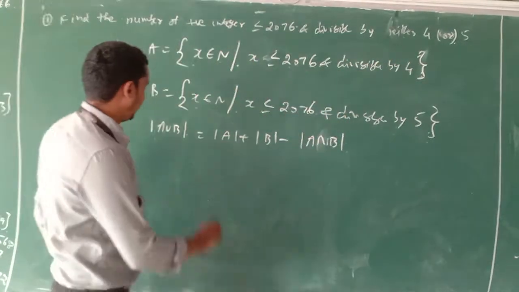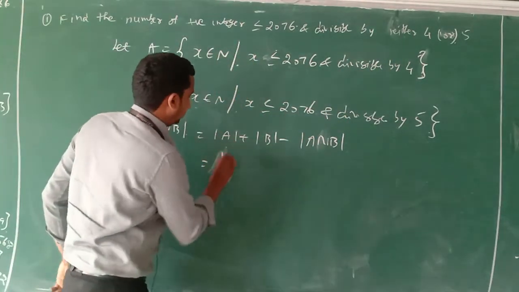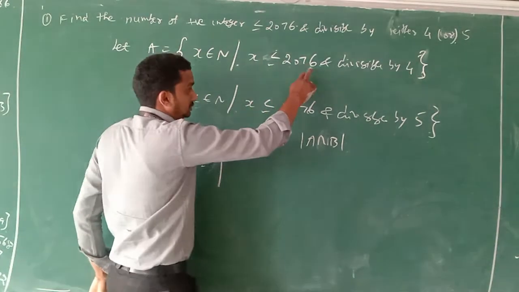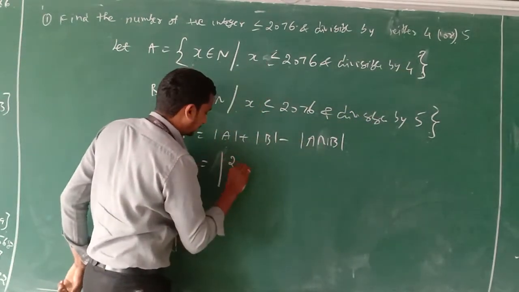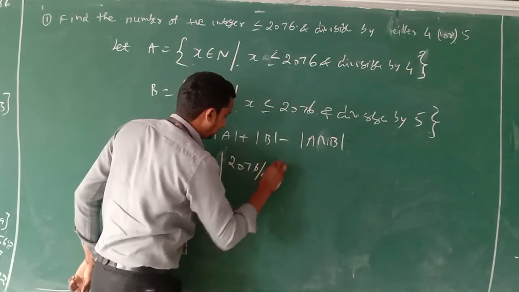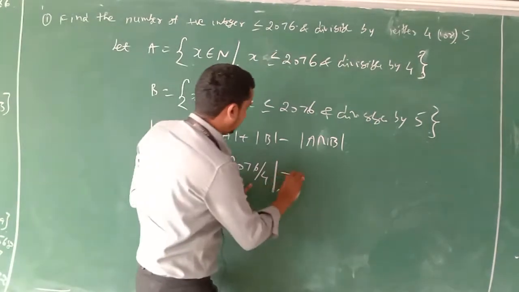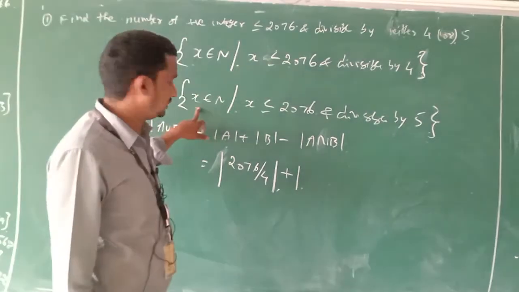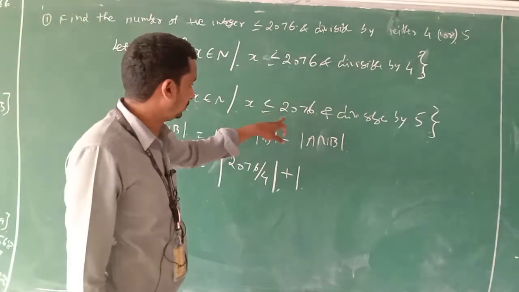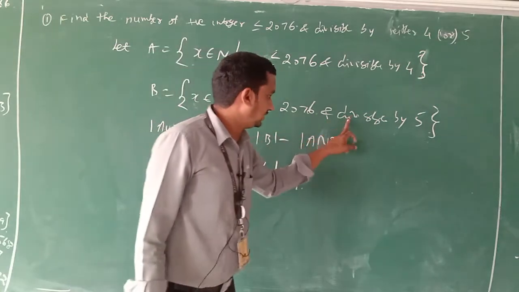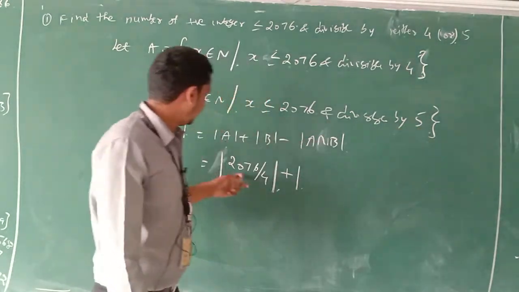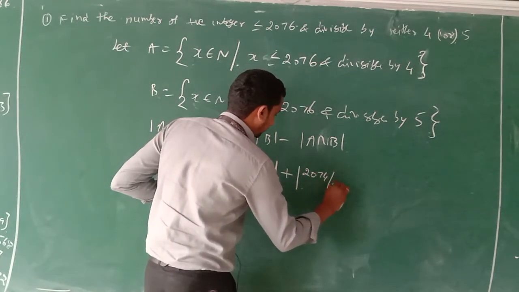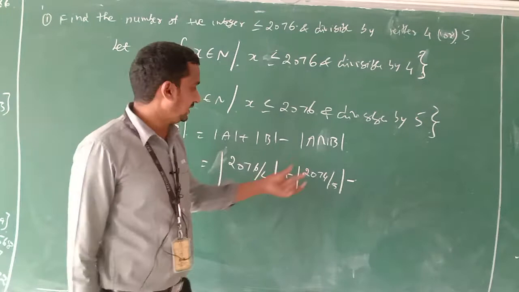So modulus A is 2076 divided by 4. Similarly, write B. B is the same set of all x, where x is less than or equal to 2076 and divisible by 5. So modulus B is 2076 divided by 5, minus modulus A intersection B.